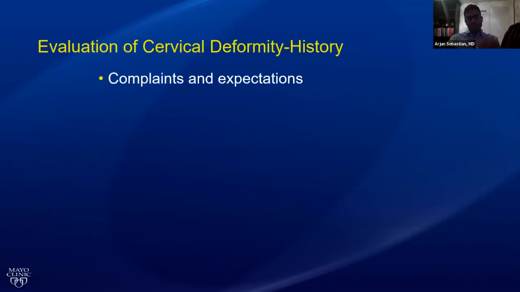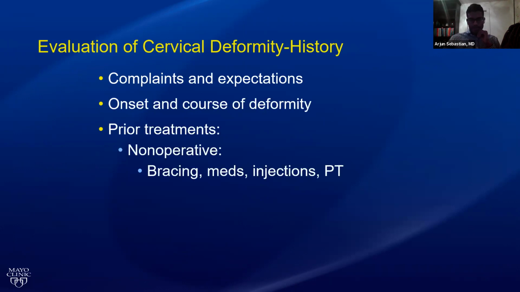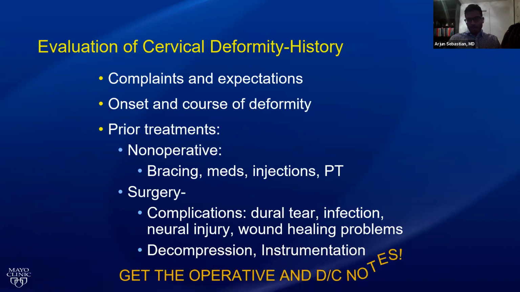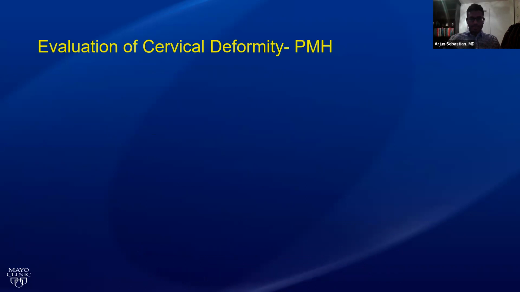So when we think about cervical deformity, we obviously want to think about taking a good history, understanding the patient's main complaints, what prior treatments they've tried, including non-operative treatments and any other potential surgeries that they've had in the past. It's really important if patients have had prior surgeries to try to get the operative and discharge notes, because that can give you a lot of important information.